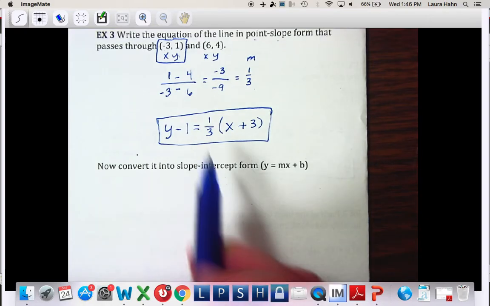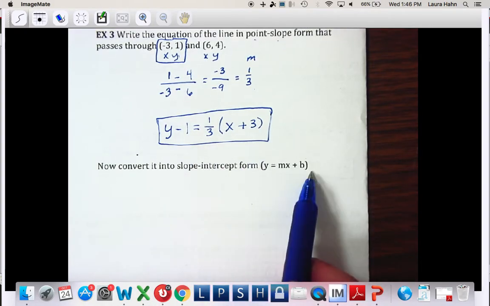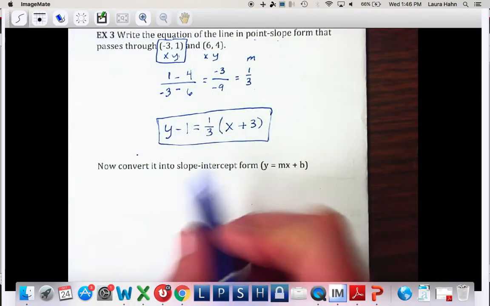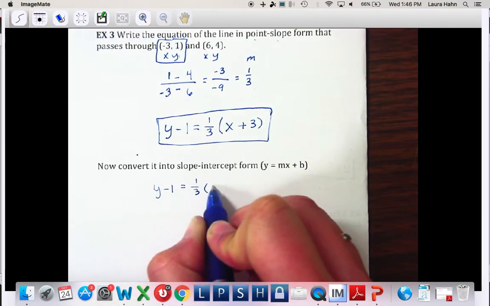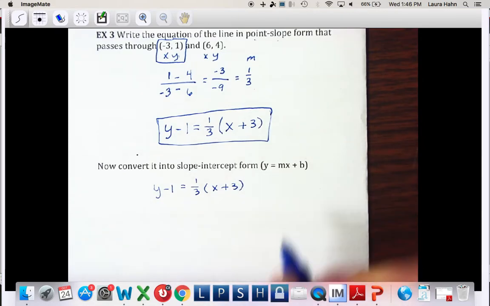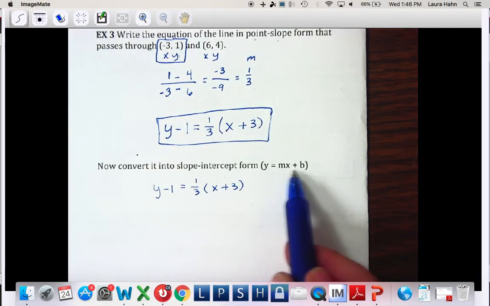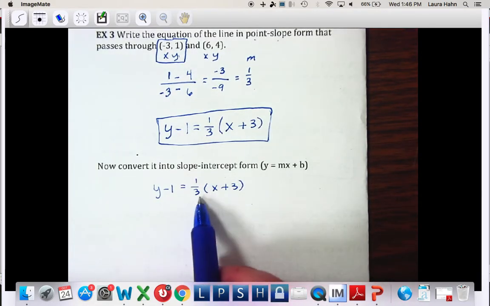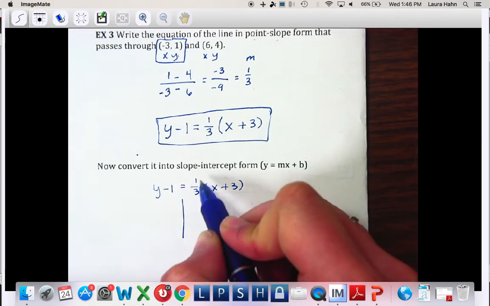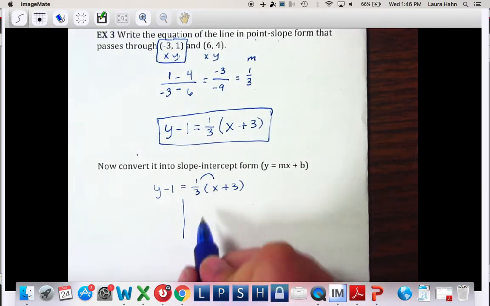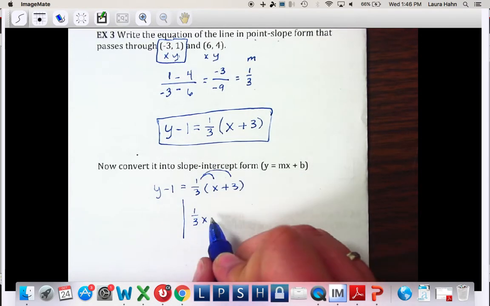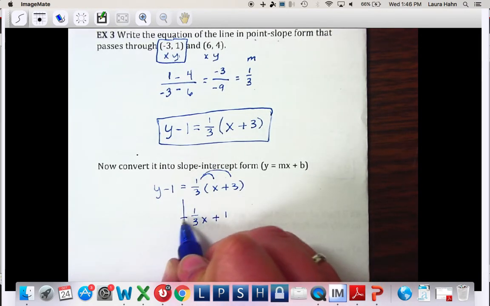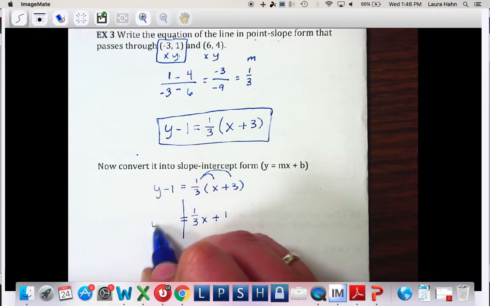Okay, now it's asking me to change this into y equals mx plus b. So I'm going to take this and rewrite it down below. One thing you should notice, in y equals mx plus b, there are no parentheses. So to get rid of the parentheses, I'm going to distribute, which means multiply. 1/3 times x is 1/3 x. 1/3 times 3 is a positive 1. This y minus 1 on the other side will drop down.